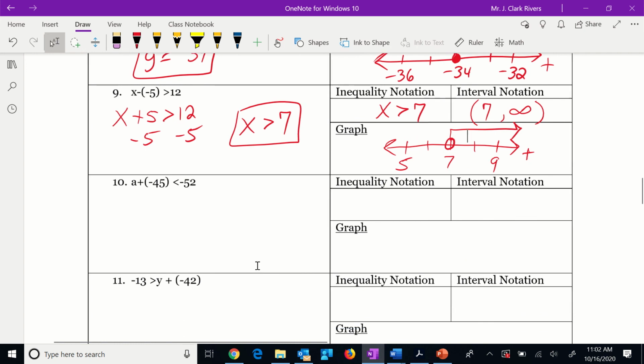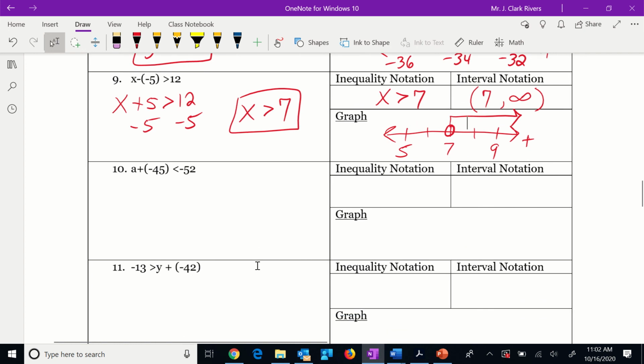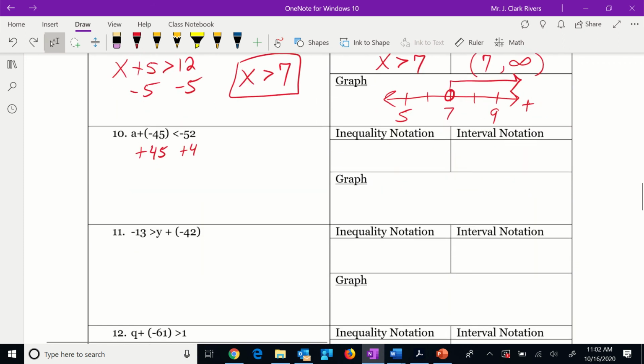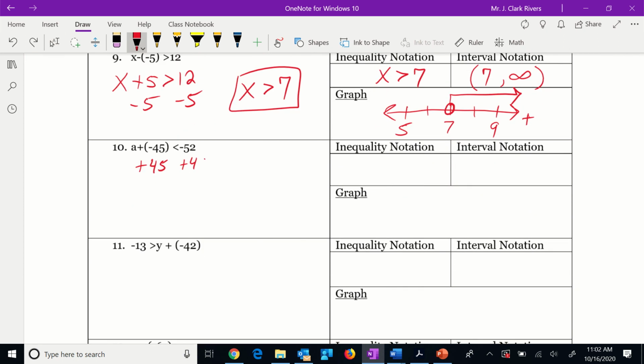Number 10, a plus negative 45 is less than negative 52. What's the inverse of adding negative 45? Adding 45, right? Negative 45 plus 45 is 0. We're going to add 45 on the right side as well. So we get a is less than, what is negative 52 plus 45? Negative 7. A is less than negative 7. That's our inequality notation.